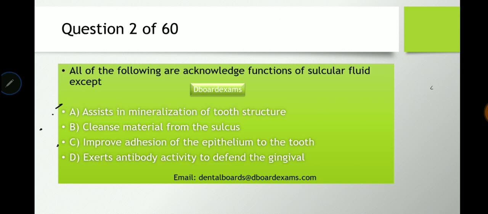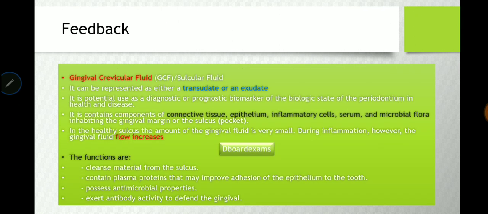So what do you think is the exception here? Make sure you pay attention. It's saying all of the following are the functions of crevicular fluid, except. So which one is the exception? As you know, the gingival crevicular fluid does not assist in mineralization of the tooth. So our answer is going to be A. All right, so let's look at the feedback.